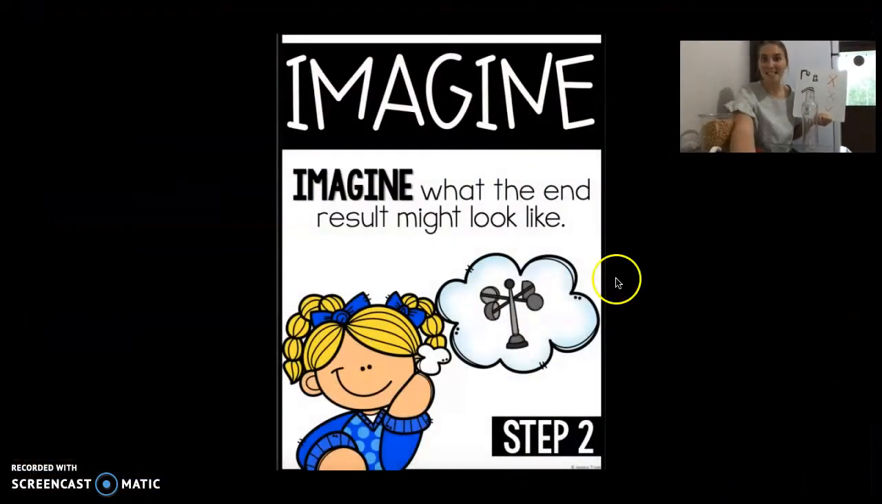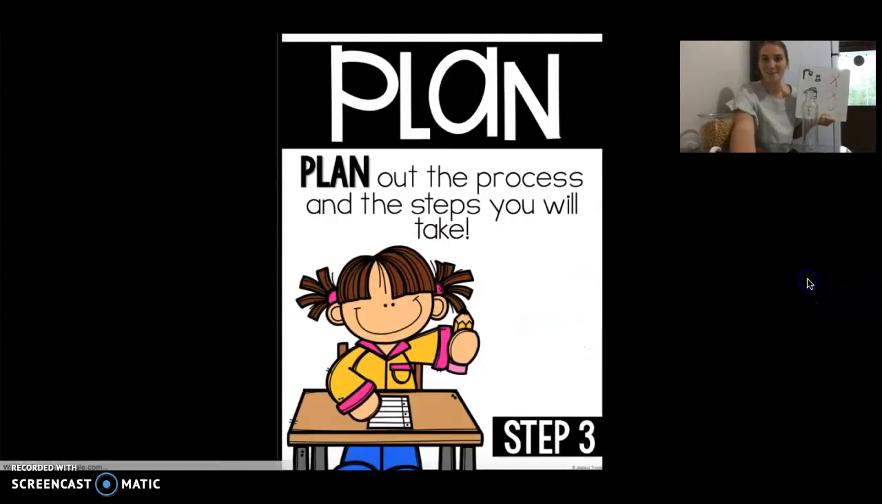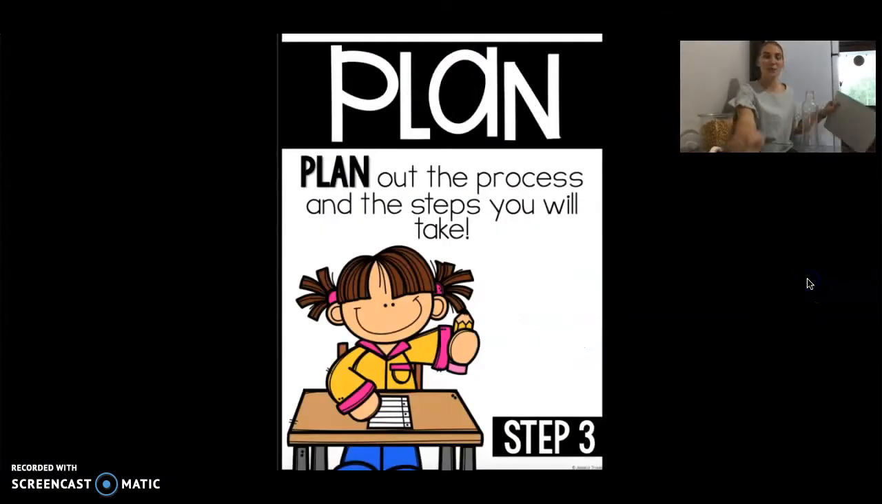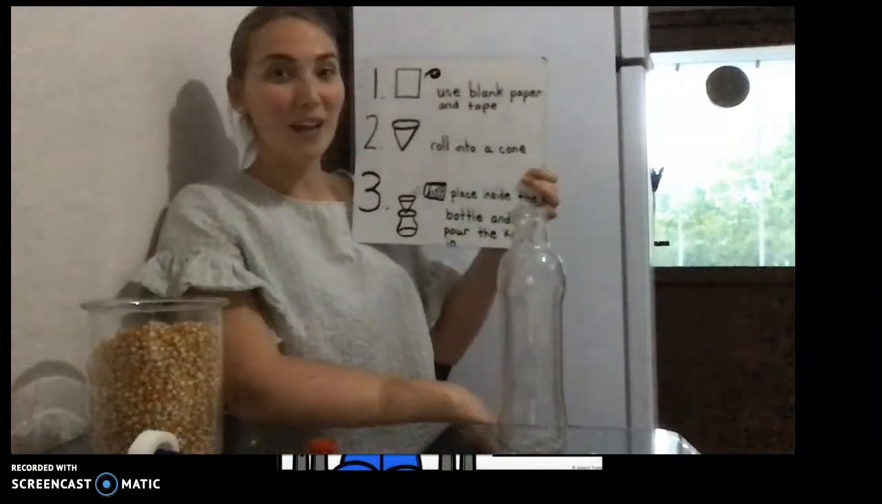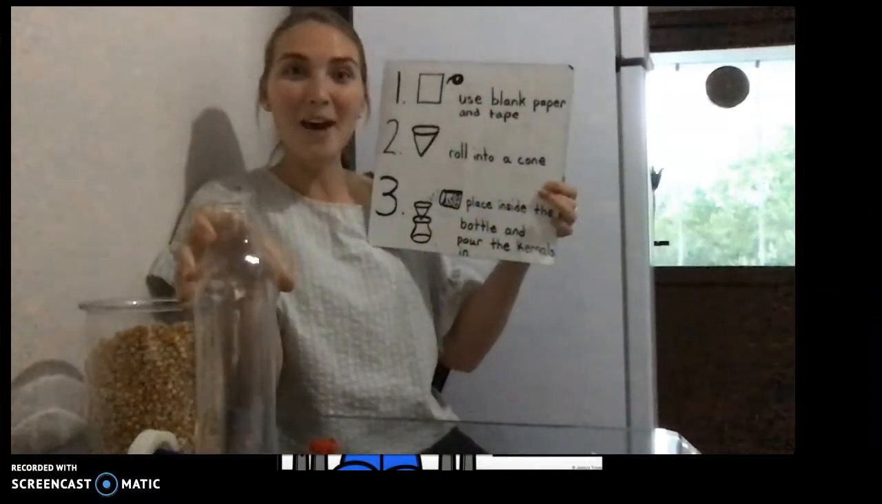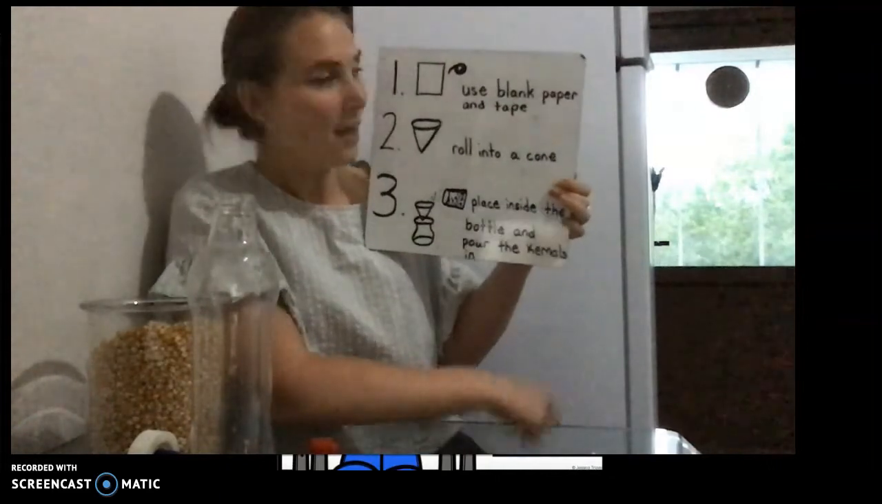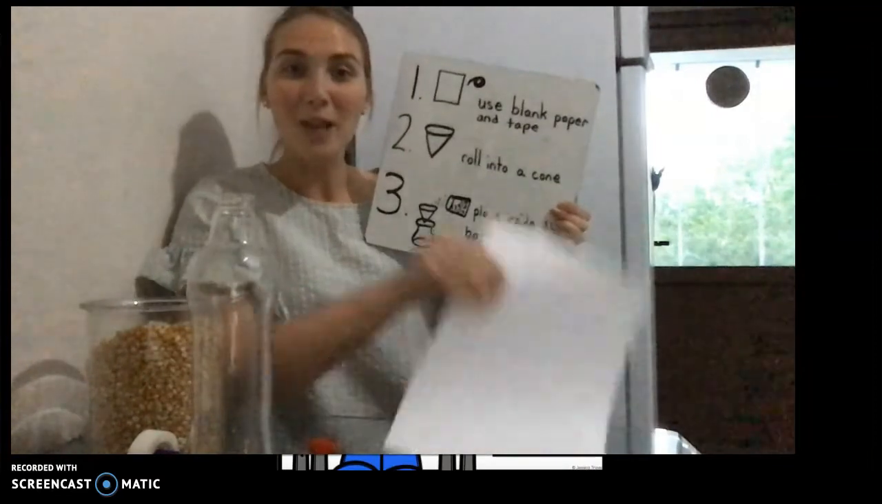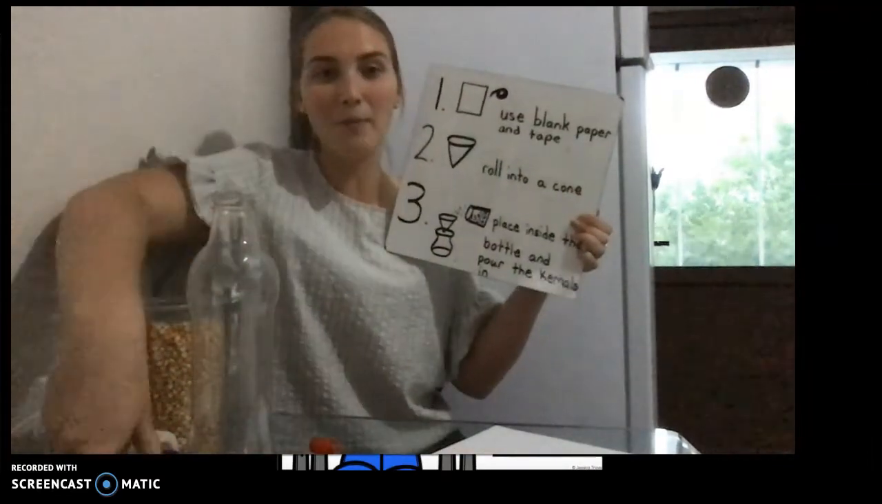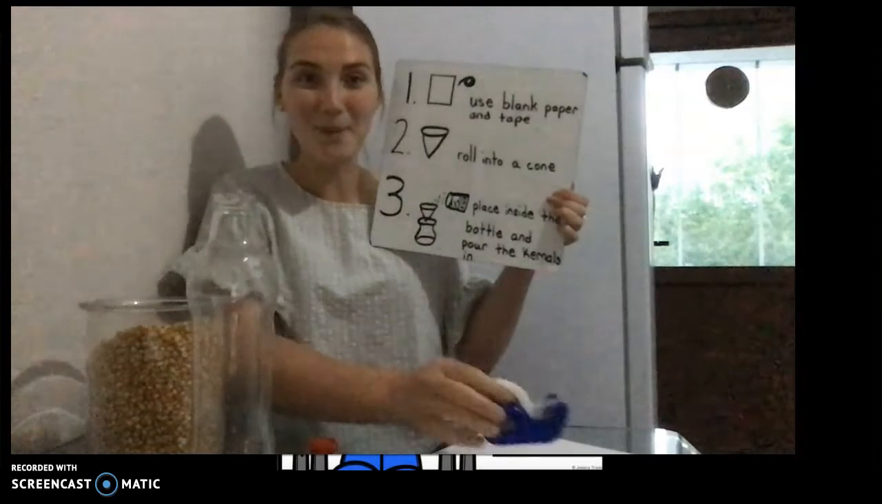Now let's look at the next step in the engineering process to see what we should do next. Next, we are going to plan out the steps that we are going to take to solve this problem. And boys and girls, here I have made a plan with very specific steps to help me solve this problem. The first step is I will use a blank paper and some tape. So here I have a blank piece of paper and some tape.